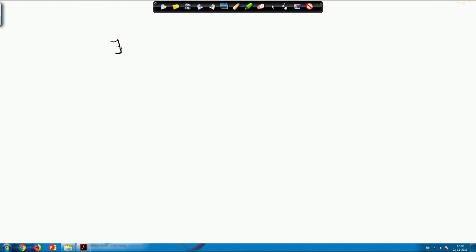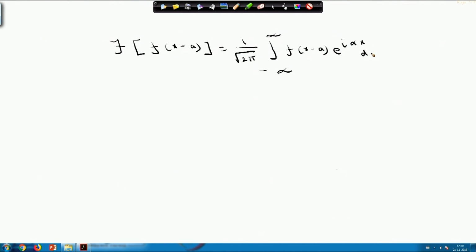We are starting from the left hand side, that is Fourier transform of f of x minus a. This equals 1 by root over 2 pi, integral from minus infinity to infinity, from the definition, f of x minus a into e power i alpha x into dx. Now, I have to change it to t, say. So, I am substituting t equals x minus a in this.